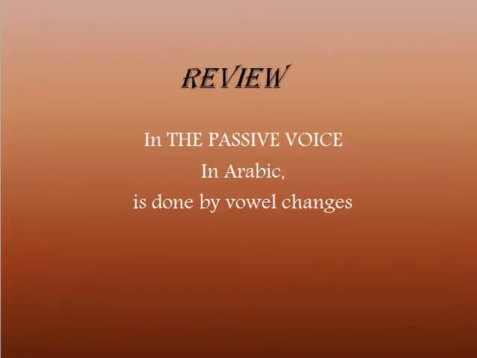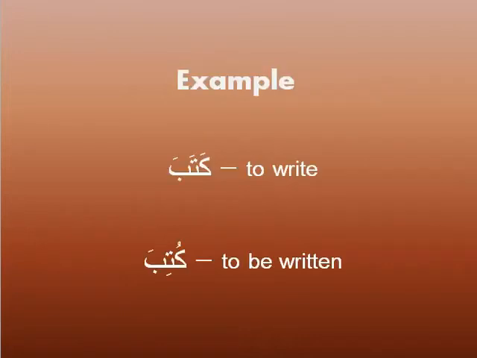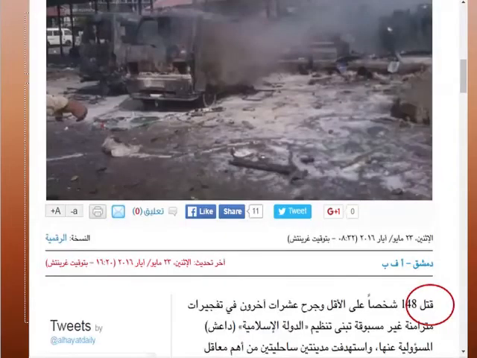So, let us review. As you remember, in Arabic, the passive voice, just like most everything else, was done by vowel changes. Remember this? We had kataba, to write, kutiba, to be written. The only difference is these vowels. In English, we do it by adding another word and changing this word, so it's very obvious. And we said most of the time you're going to see something like this, and it's not going to have the short vowels on it.